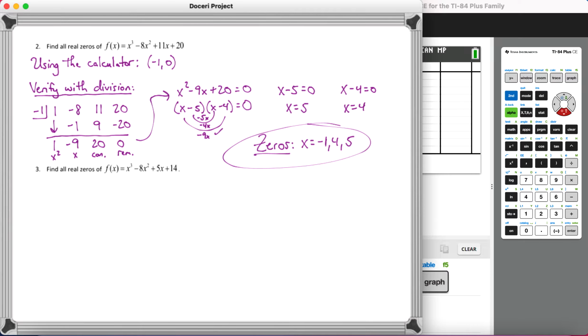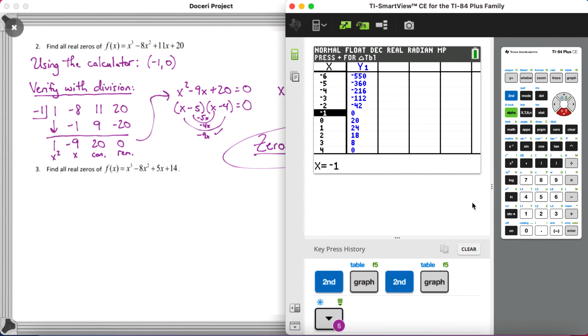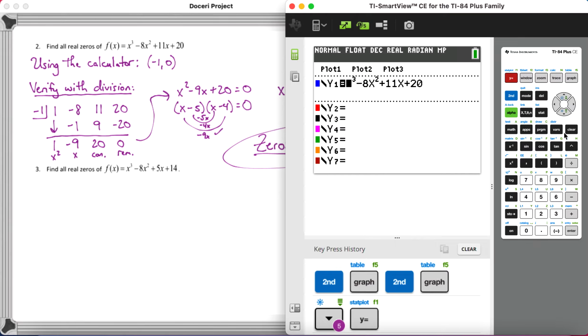So we're going to go ahead and repeat this process a couple of times. If you want to try one of these problems on your own, just to make sure you're doing it right and see if you match up with me, great. If not, continue watching here. Number 3 is a pretty similar problem. X cubed minus 8x squared plus 5x plus 14. I'm actually going to enter that in the calculator just so you can see it one more time.